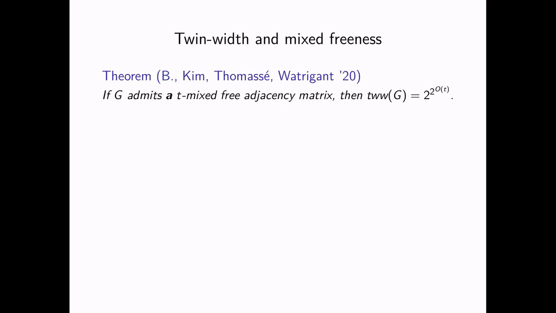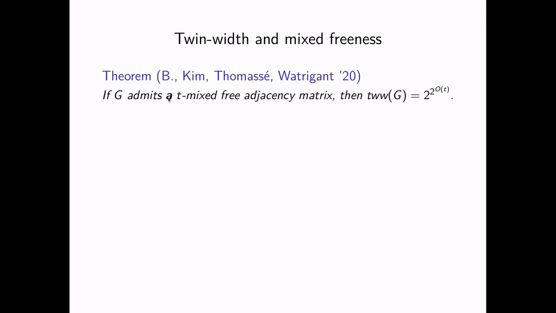And now I can come up to finally a statement. There is a characterization of twin-width with mixed minors. Here I just represent one direction, which is the difficult direction, and that would be the helpful direction to bound the twin-width on classes of graphs. So let's parse this statement together. If your graph has a T-mixed free adjacency matrix, then the twin-width of the graph is bounded by a function of T.